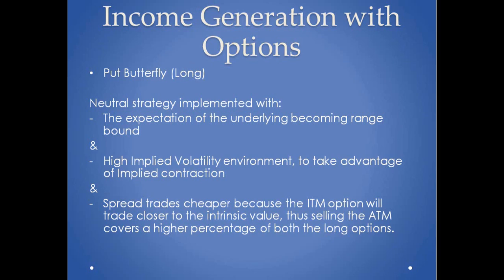The spreads are going to trade cheaper because the in-the-money options will trade closer to the intrinsic value. The selling at the money covers a higher percentage of both of the long options. Remember that at the money options will carry a lot of vega. The further away you go, the less they will. Keep in mind that the at the money options will carry a high rate of vega.